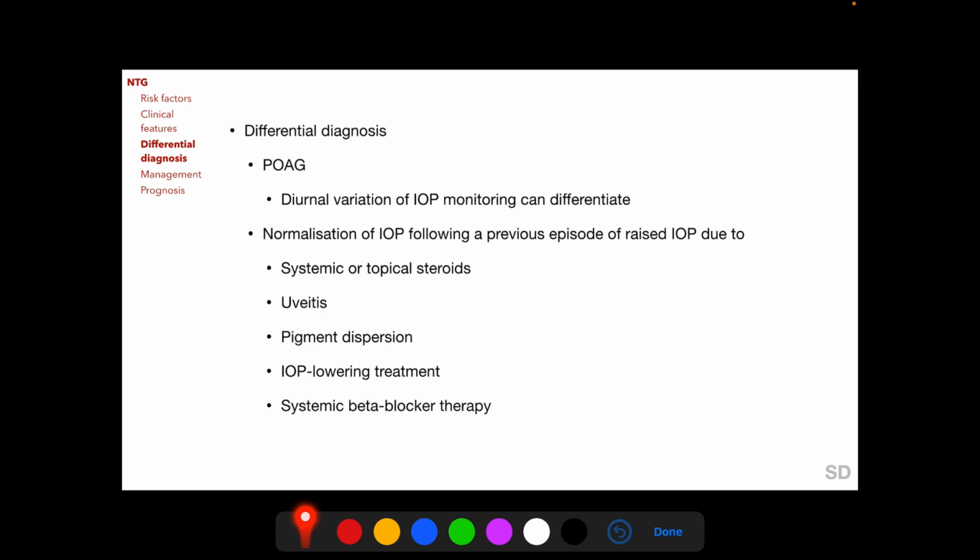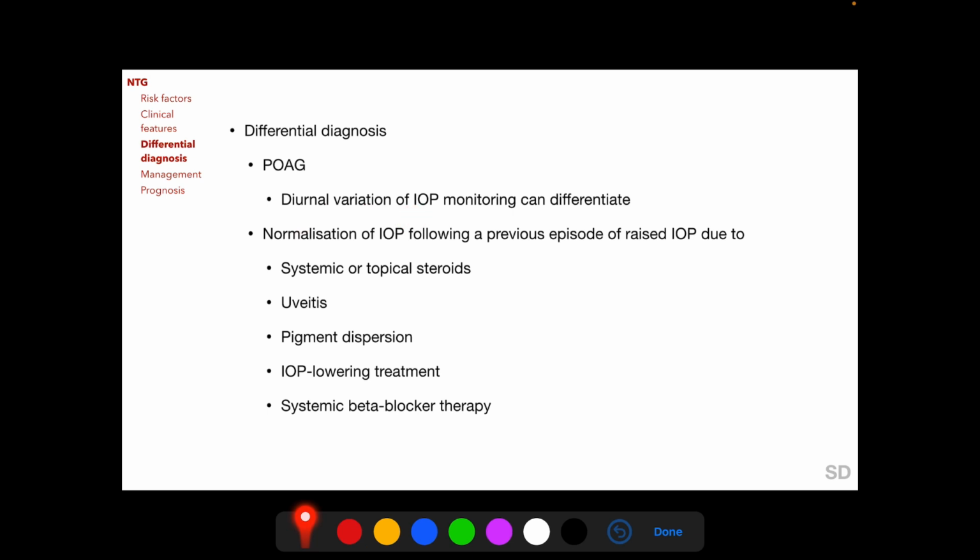Differential diagnosis of normal tension glaucoma is important. First among them are primary open-angle glaucoma cases in which intraocular pressure recordings are normal during clinic hours when intraocular pressures are recorded, but intraocular pressures are higher late at night or early in the morning and thus escape detection. And to differentiate between these two entities, monitoring diurnal variation of IOP can be helpful.